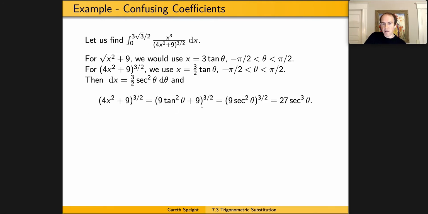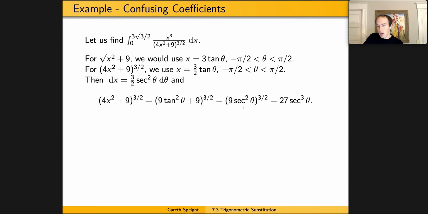Okay, now we can simplify this because we know tangent squared theta plus 1 equals secant squared theta. So 9 tangent squared theta plus 9 is going to be equal to 9 secant squared theta. So now instead of having 2 terms inside the square root, we have just 1 term. Then we can take the root of each term separately.